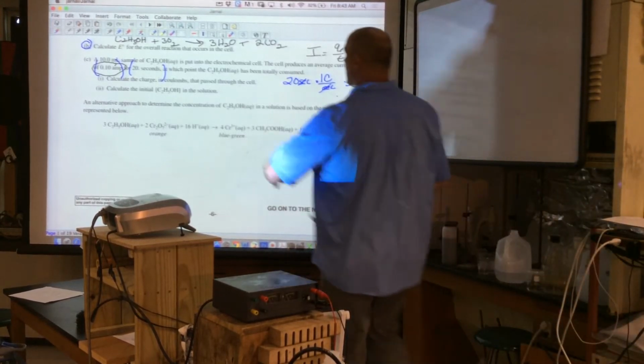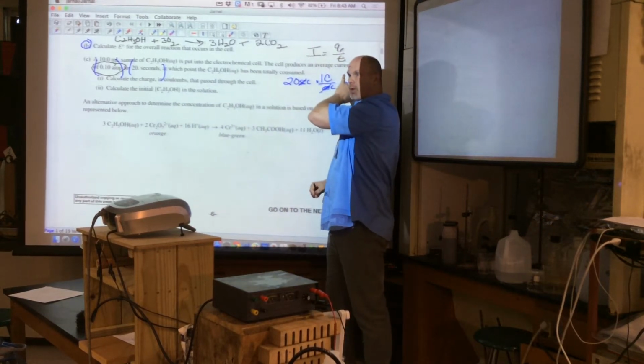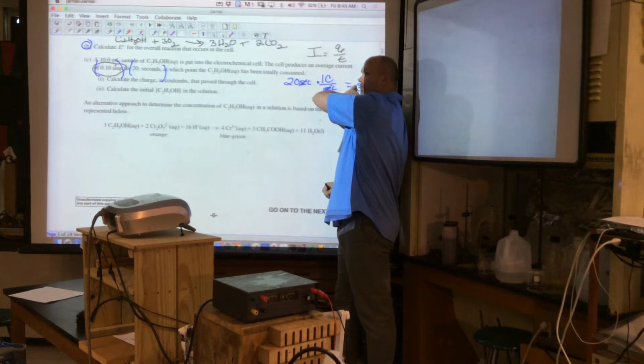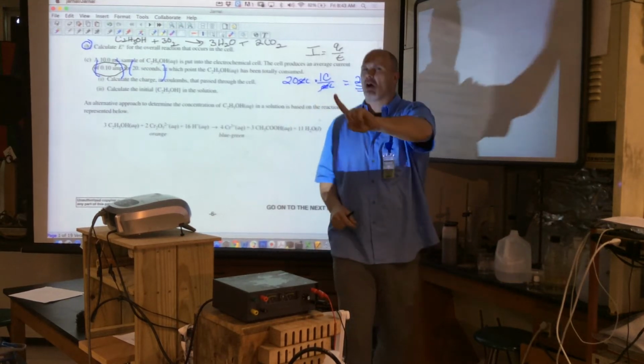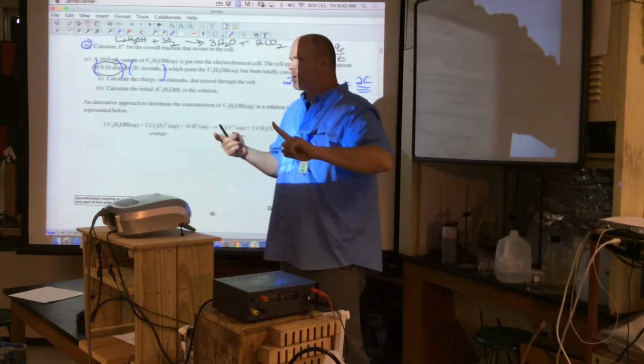Now they want the initial concentration. Okay, so how do I know? How do I figure this out? Well, we know that in 20 seconds, all of this had to be consumed. That's the key here. Okay, it took how many coulombs to consume that? 2. So I've got to take my charge and convert that into how much stuff was consumed.